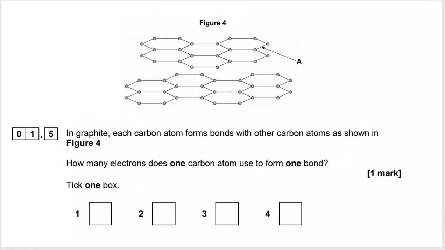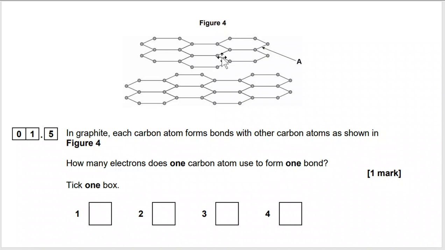On to 1.5, and we've got the diagram there again to help you. Each carbon atom forms bonds with other carbons as shown. How many electrons does one carbon use to form one bond? Well, that takes you back to knowledge of covalent bonding. Carbon is in group 4, which means that it needs to gain 4 electrons. It does that by sharing 4 electrons, and it forms 4 covalent bonds.